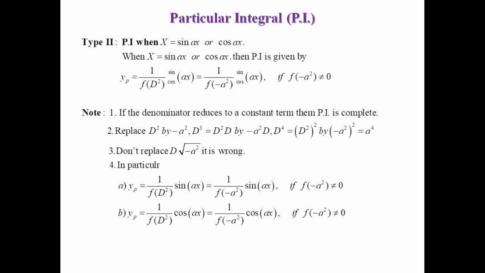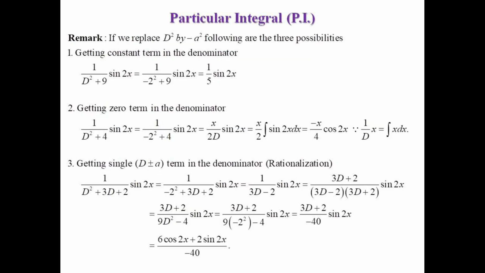Now, before going to the actual example, let's try to understand the meaning of D square and what happens when we replace D square by minus a square. If we replace D square by minus a square, then we get three possibilities. The first possibility is getting a constant term in the denominator.